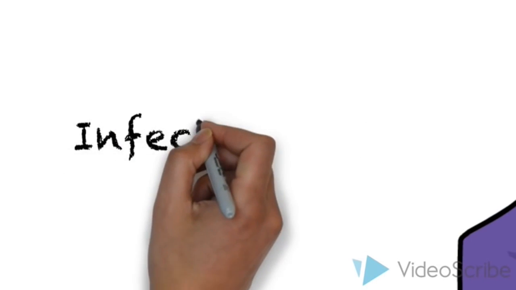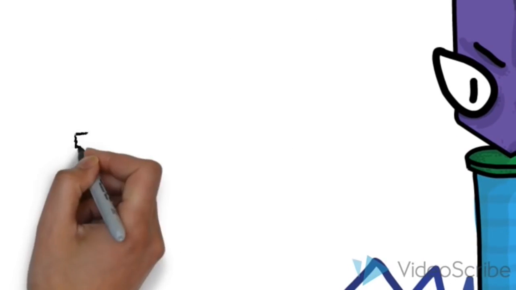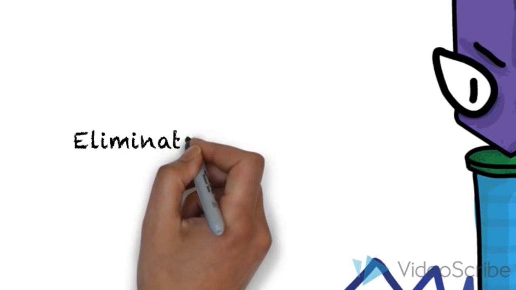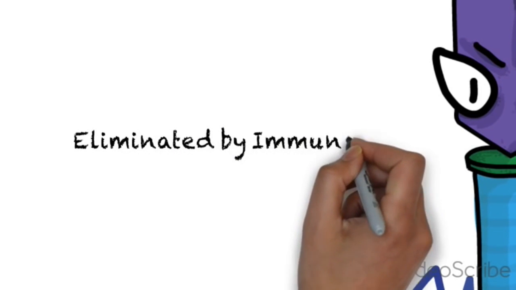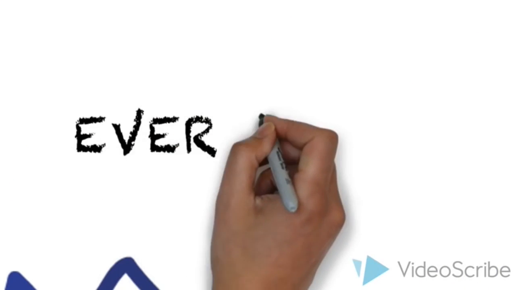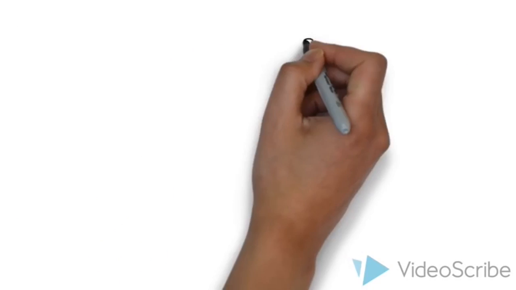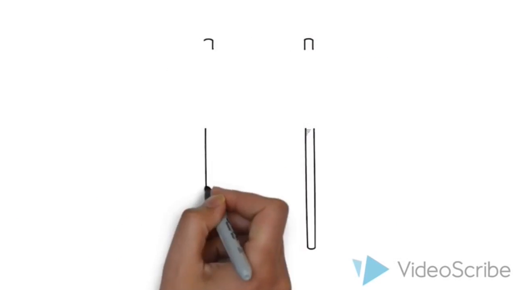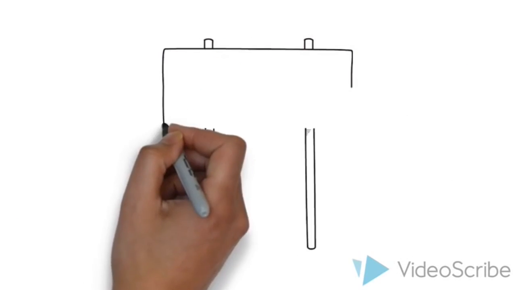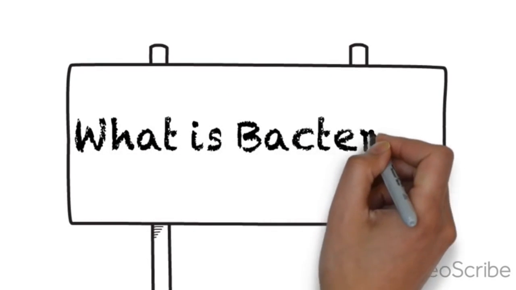Now, a virus is also an infectious agent. They attack other cells, and they are eliminated by the immune system. And they're also everywhere. Have I said that? So what is bacteria, you say?